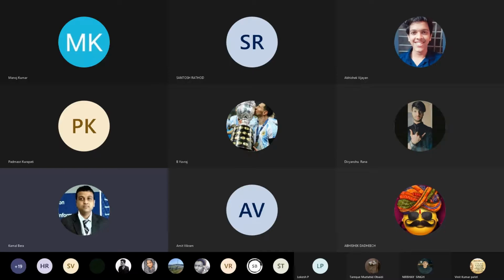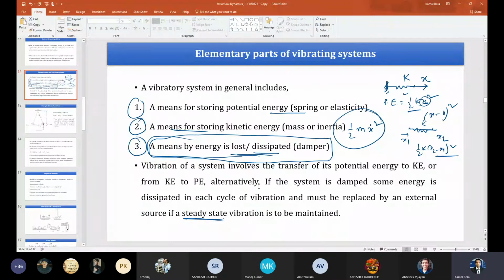Damping mechanism. Okay, that's through the damper. Now we will see how the kinetic energy and potential energy take part in a vibratory system, and we will take a simple example of a simple pendulum.